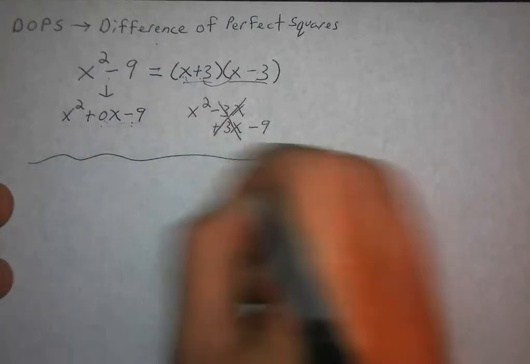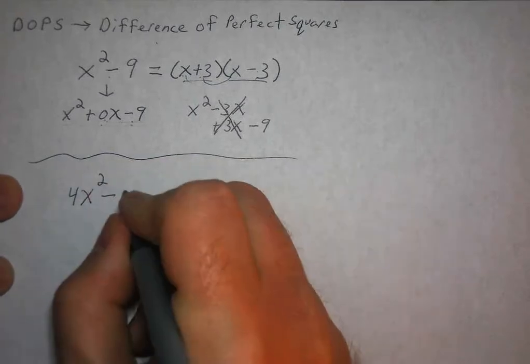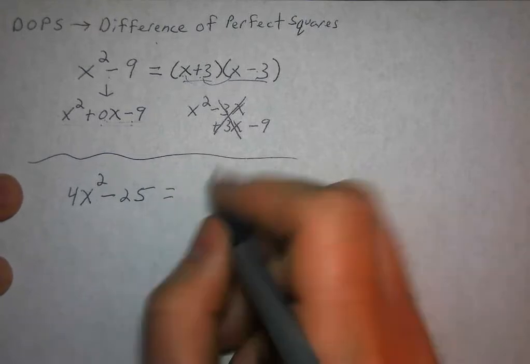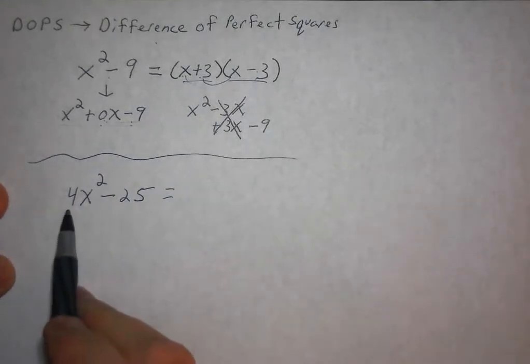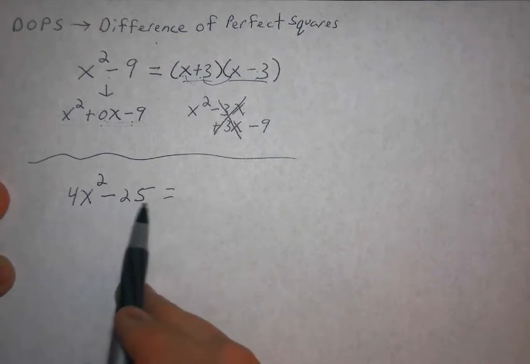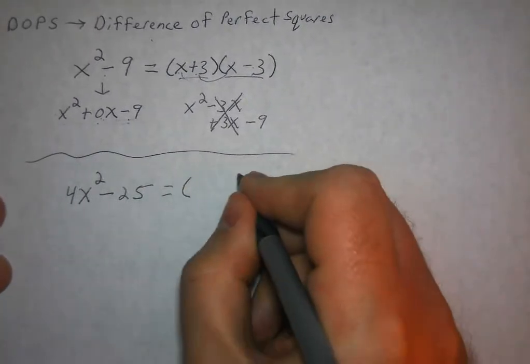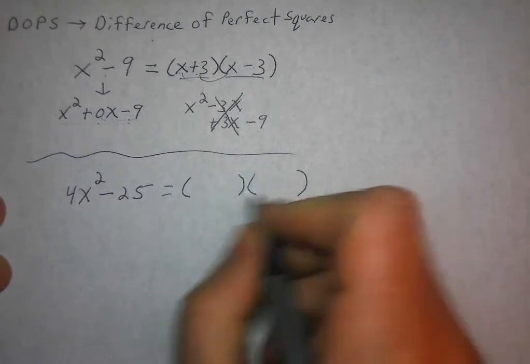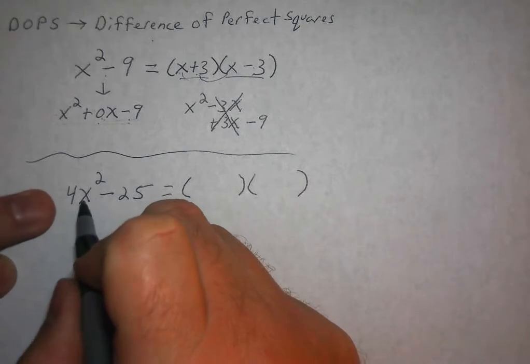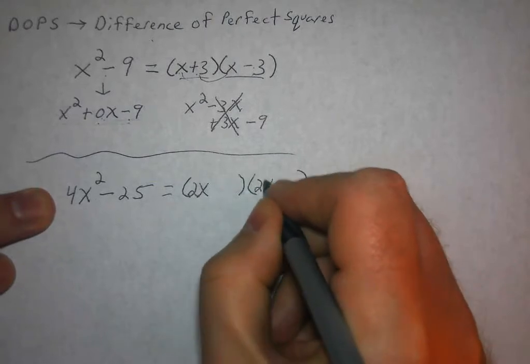A more convoluted example is suppose we had, say, 4x squared minus 25. So here, there's no GCF, so 4 doesn't go into 25, and there's no x in the second term that you can use for a GCF. So if it factors, it's going to be two pairs of parentheses. So let's look at this. What can we multiply to get 4x squared? Well, what do you multiply by itself? It's 2x times 2x.